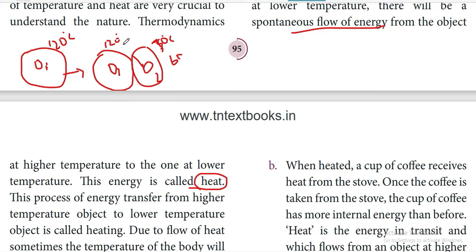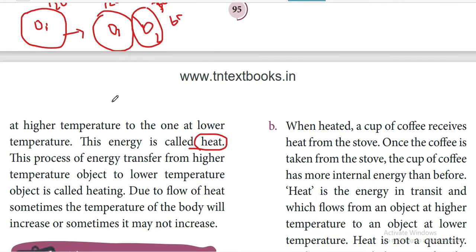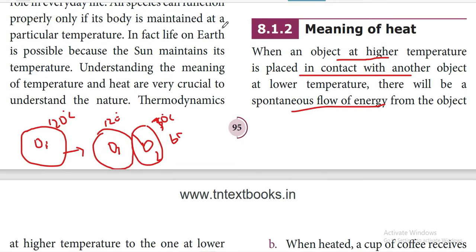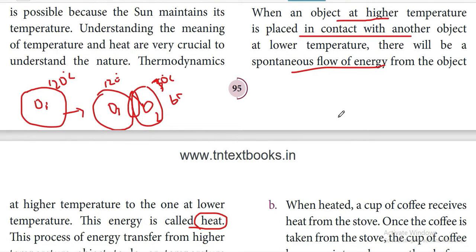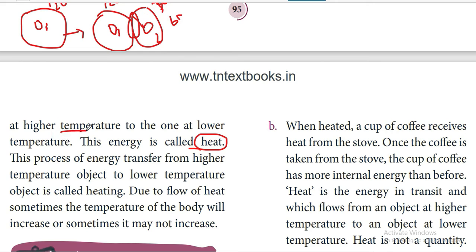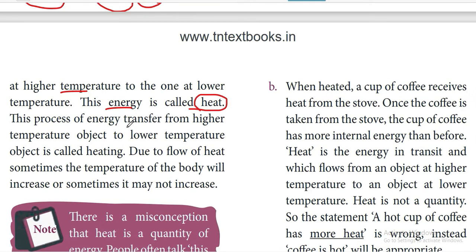making it almost equal. So this flow of energy, read this once again. When a body at higher temperature is placed in contact with another object at a lower temperature, here object 2, there will be a flow of energy from the object at a higher temperature to the one at lower temperature. This energy is called heat. This process of energy transfer from a higher temperature object to a lower temperature object is called heating.